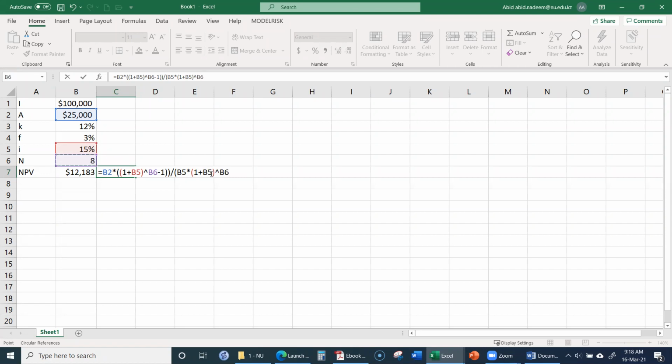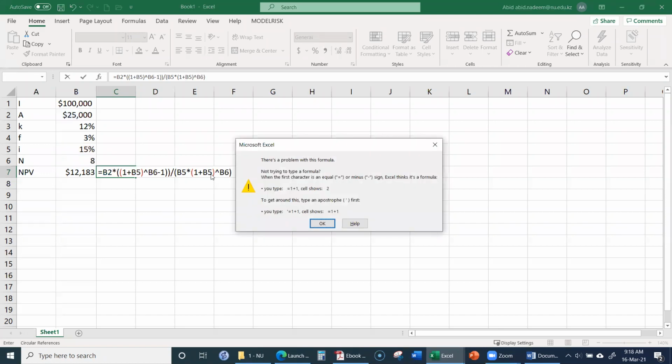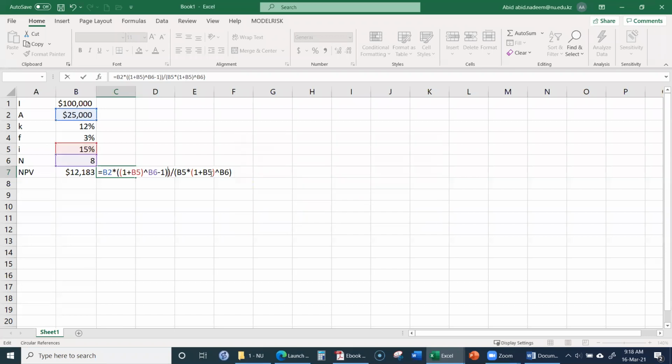n. Professor, is I then the rate or F? F is the inflation rate. I is the sum of the discount rate and the inflation rate. Okay, okay. Yeah.